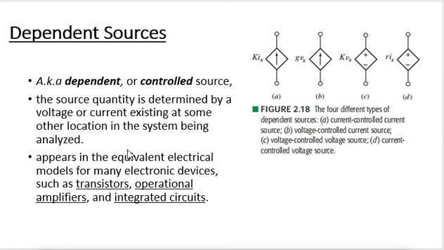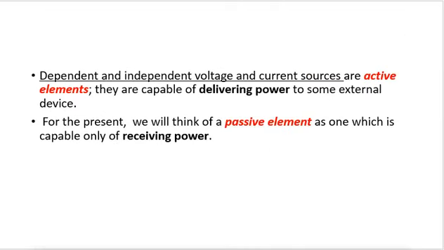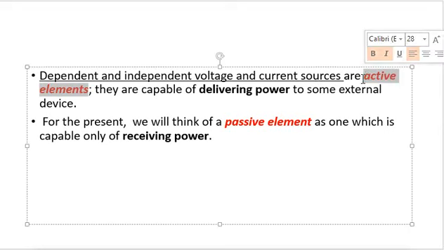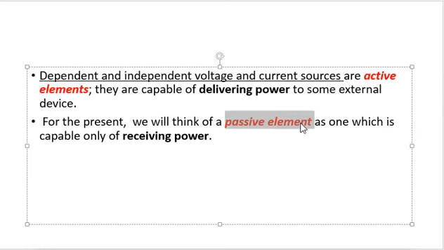Alright, so dependent sources, sometimes they're also called controlled sources. Controlled because, depende kung sino yung nagko-control sa kanya. Again, for this one, this is controlled by voltage. This one is controlled by current. Okay? So the source quantity is determined by the voltage or current existing at some other location in the system being analyzed. So question, saan galing tong mga voltage current na to na nagko-control sa kanila? Galing lang din sa circuit at some other parts of the circuit. Okay?